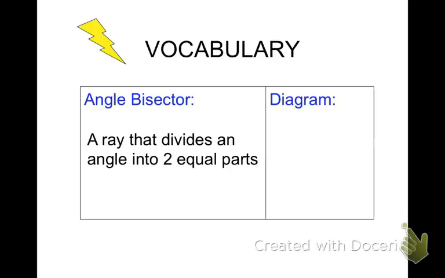Okay, so remember, whenever you see the word bisect, no matter if it's a segment being bisected or an angle being bisected, it's being cut into two equal parts. So if we have an angle, and we have an angle bisector, it means it's just going to be a ray going directly through the center, and it's going to split it into two congruent parts. I'm going to put the little arcs there to show congruency.